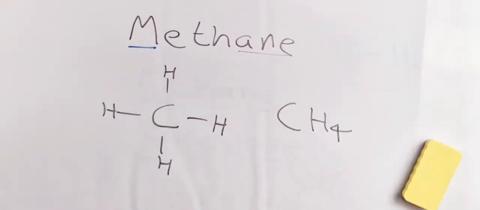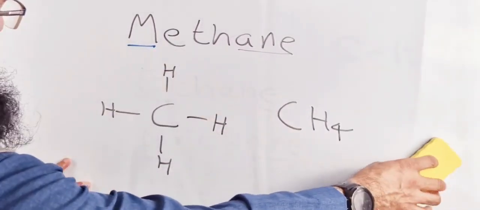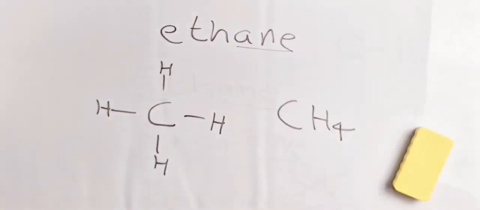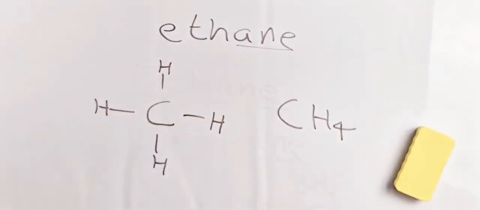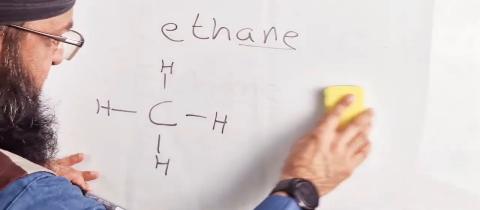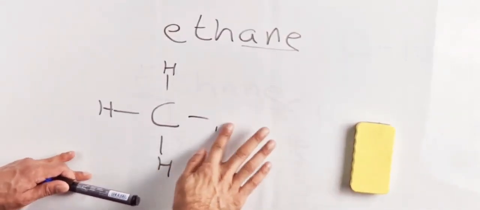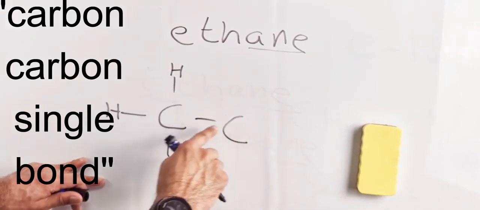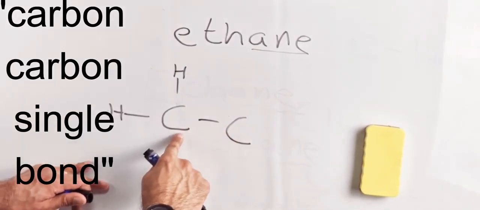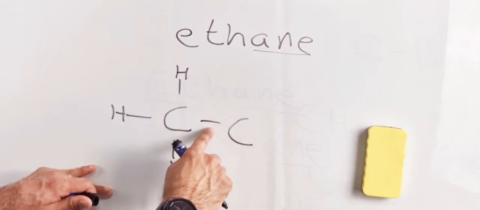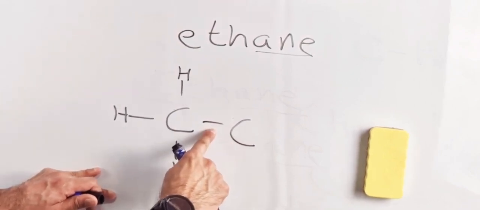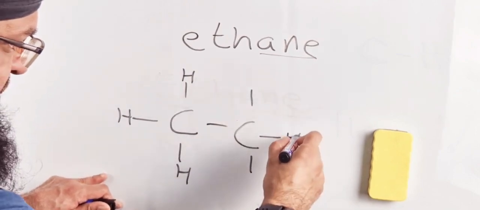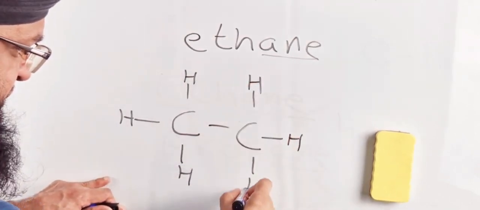Now the second one, if you just take away the M, remember monkeys eat plastic bananas, it's ethane. Ethane has what you call a carbon-carbon single bond. When we write a carbon and a carbon with this line, that is called a bond. Yeah, and this has 6 hydrogens.